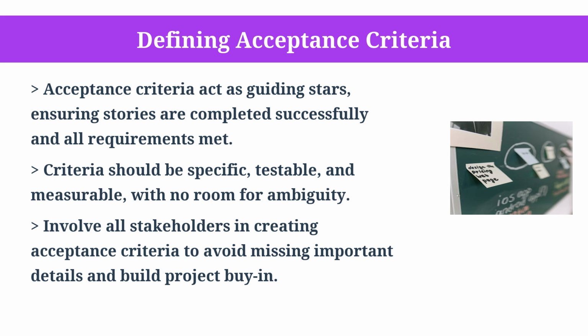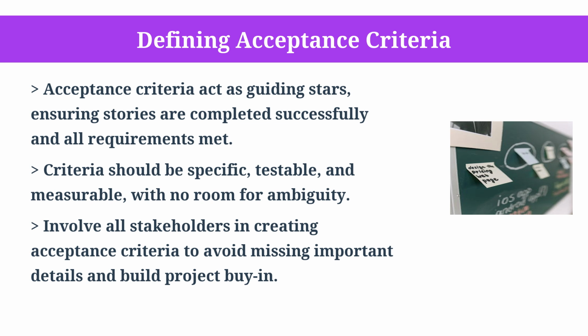Well, first off, think of them as your guiding stars. They should be specific enough to ensure you know exactly when the story is done and meets all requirements. For example, if you're building a feature that allows users to add items to their shopping cart, an acceptance criterion might be: when a user clicks Add to Cart, the item must appear in the shopping cart section.